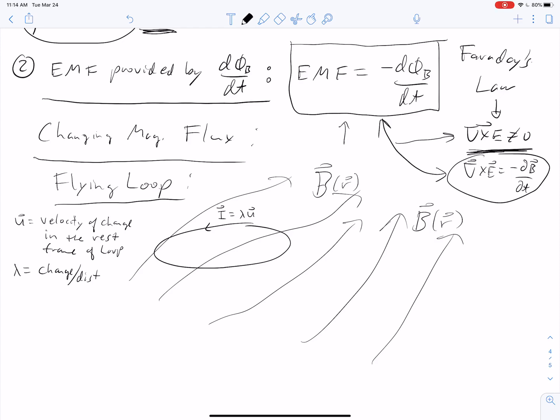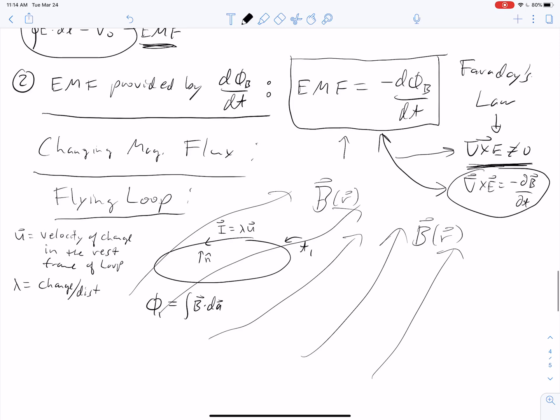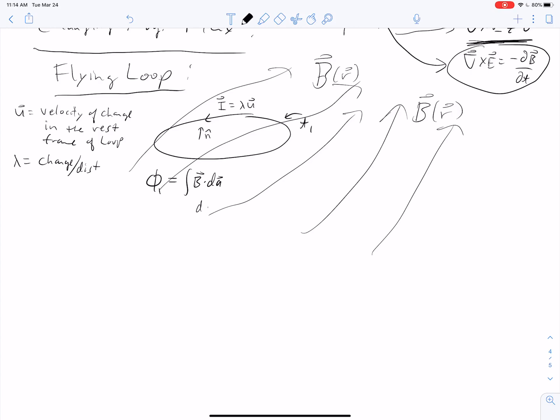At time t1, it's sitting here, and the magnetic field is creating some flux, which I'll call phi 1, through the loop, and the flux is equal to the integral of B dot dA for the loop. I have to define some normal vector, so let's assume there's some normal vector, where dA is equal to differential area times n hat in the usual way.